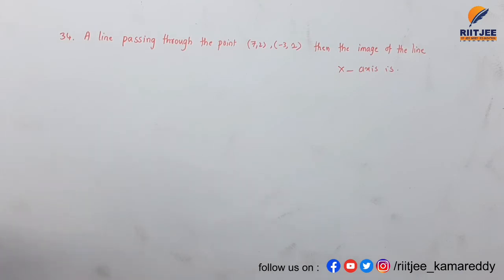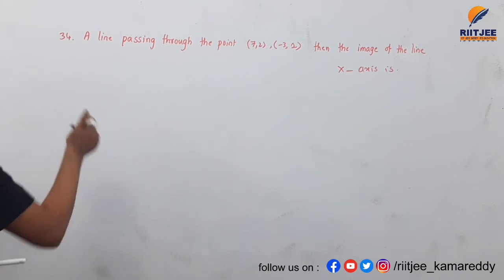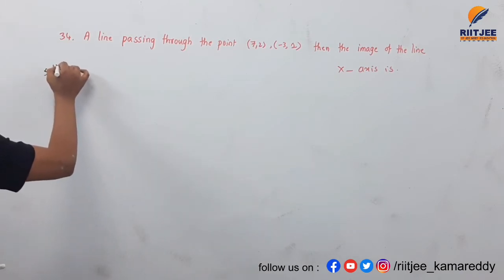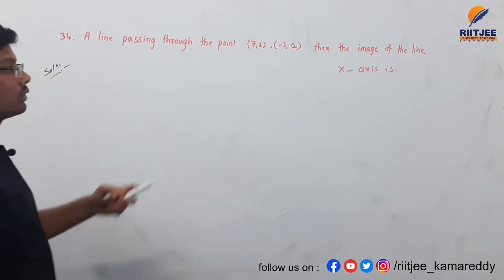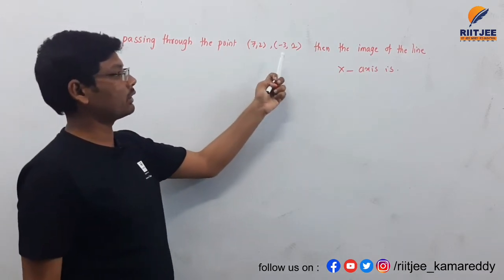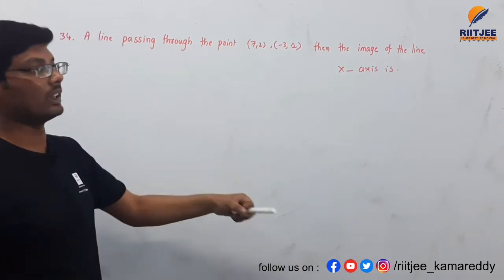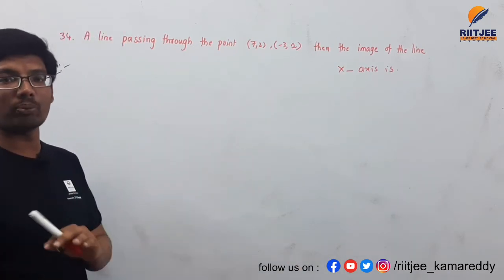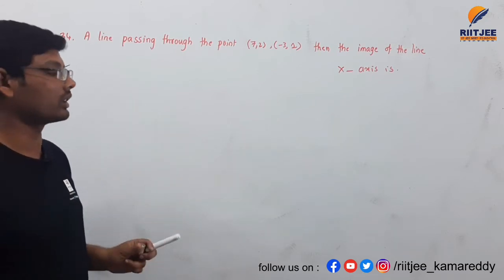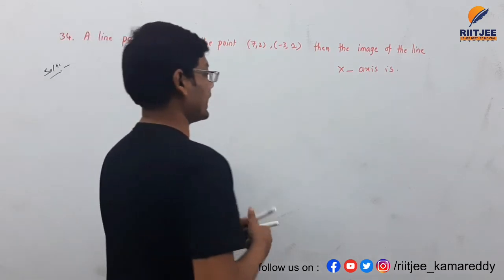A line is passing through the points 7, 2 and minus 3, 2. Then the image of the line is the image line. He is asking for the image line, not the point here. So I am taking a coordinate axis for this one.